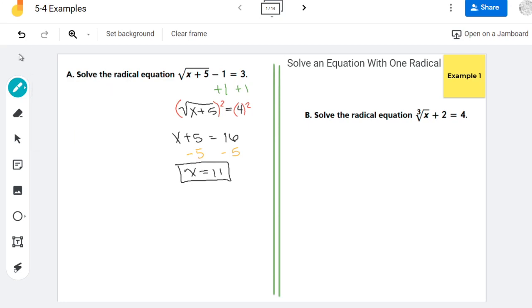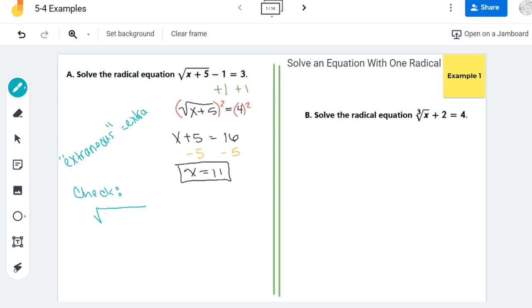Now a key thing with these problems is whenever you raise something to an exponent to get rid of a root, sometimes we get extra solutions, which are called extraneous. Extraneous just means extra. What that is saying is that the solution may or may not be a solution to the original problem. So you always need to check yourself so you don't wreck yourself.